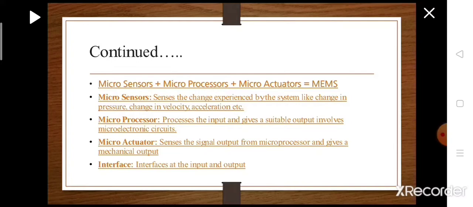And the next one is the microprocessor. It processes the input and gives a suitable output, and involves microelectronic circuits. And the next one is the microactuator. It senses a signal output from the microprocessor and gives a mechanical output. It acts as a trigger to activate the external device. And there is the interface at the input and the output.